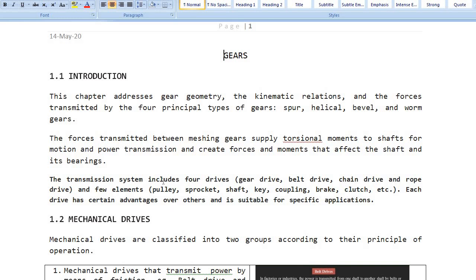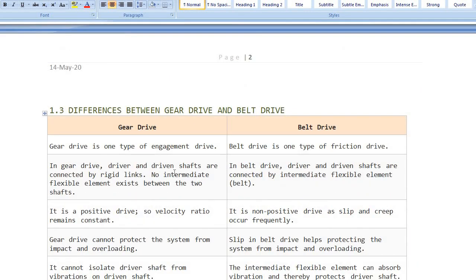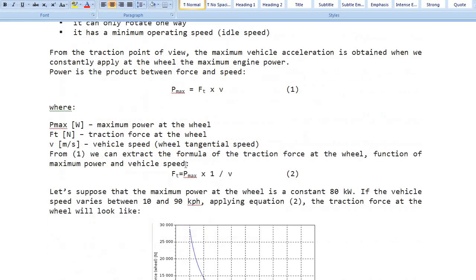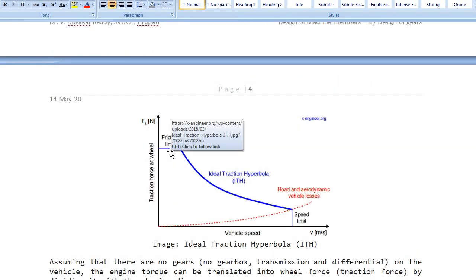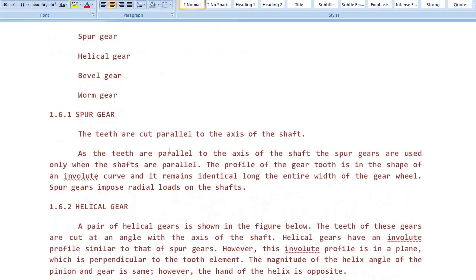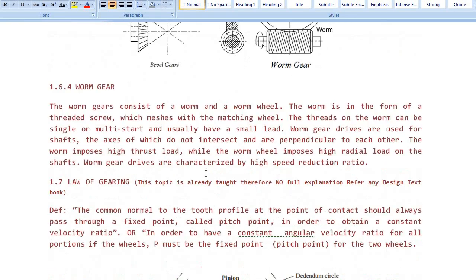That is, mechanical drives I have given, the difference between gear drives and belt drives, why we need gear drives, and the tractional forces. I have also given a discussion on some tractional forces from a gear point of view, and four types of gears with some description.